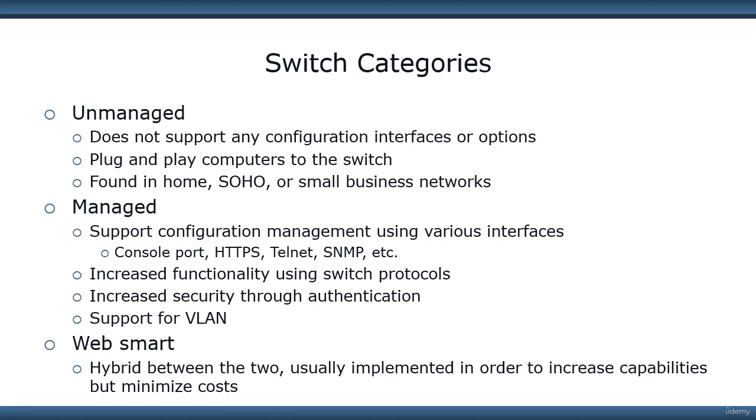STP, RSTP, we'll talk about some of those, trunking, with the VLAN trunking protocol. Those are typically going to be managed switches. You can increase security by requiring authentication. And then typically they have support for VLANs, and we'll be talking about VLANs a lot more. A web smart switch is a hybrid between the two. These are usually implemented in order to increase capabilities but minimize cost, because they're going to be much less cost than a full-on, layer 2, layer 3 managed switch.